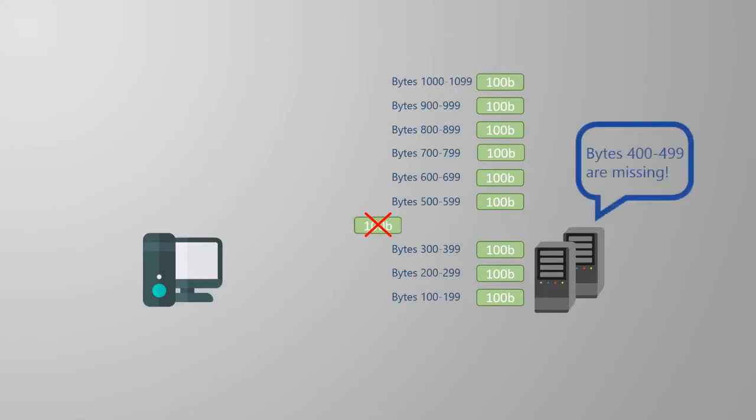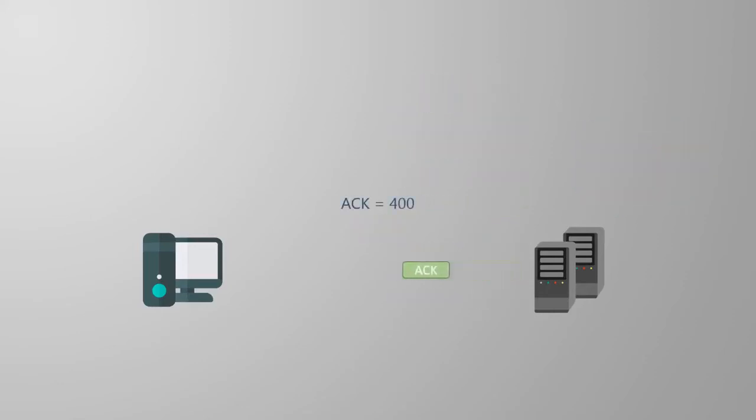It knows this because the third segment starts at byte 300, it is 100 bytes long, so the next segment should start at 400. But, after waiting a reasonable amount of time, it still does not have the segment starting at byte 400. But the server can still acknowledge the data that it has received. It can send back an ACK message with 400 as the acknowledgement number. This is saying that it expects data starting at byte 400 next.